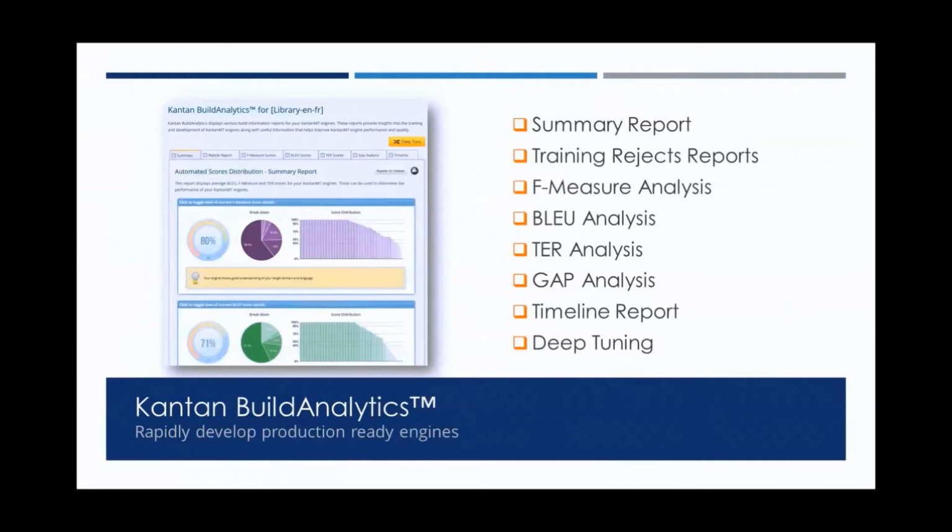So the very first thing that we build, or we measure an engine on, is summary reports. We build F-measure analysis, BLEU analysis, TER analysis. We determine if there are any gaps in the data phrase tables. We also track every action that you take on an engine in a chronological report called a timeline report, and that gives you the ability to have version control on your engines, a vital component, particularly if you're dealing with lots and lots of engines across the enterprise. And then using this technology as well, you can actually deep tune your engines for different writing output styles and for different domains as well.